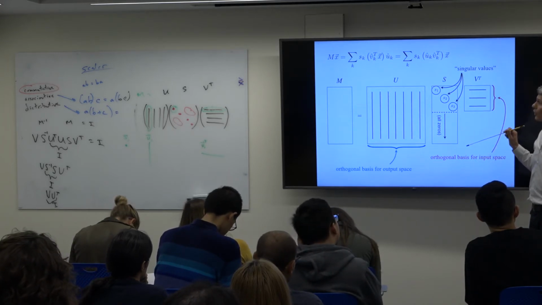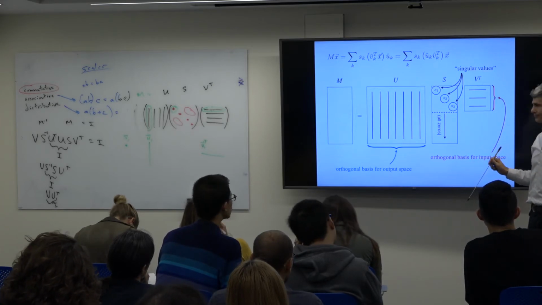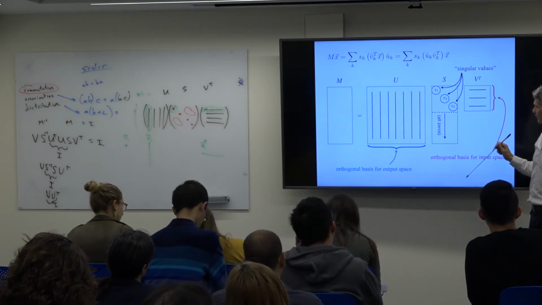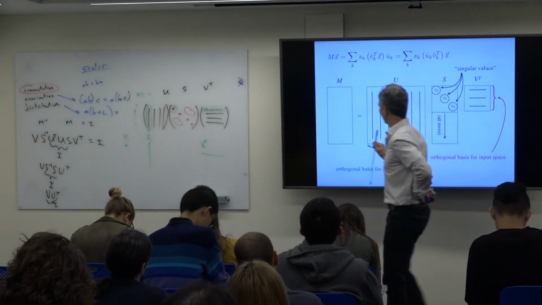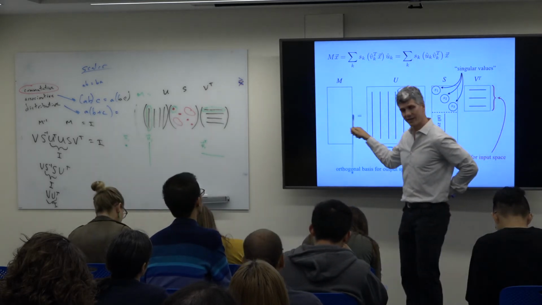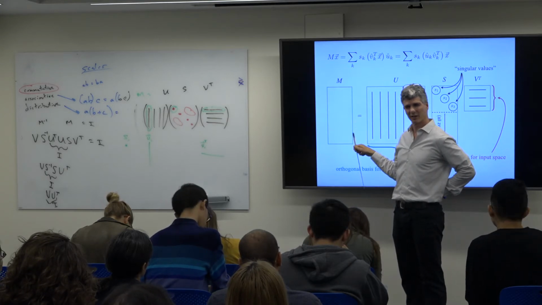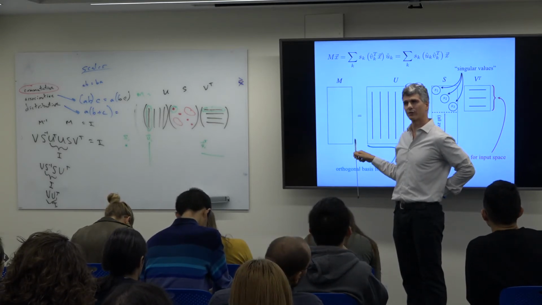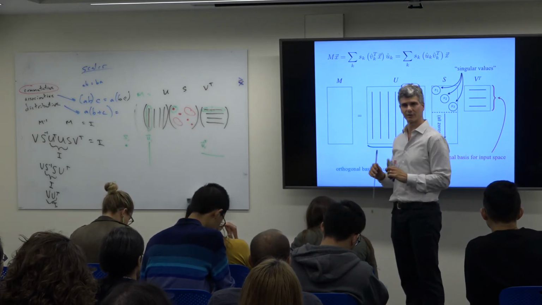Now what we have on the screen is a non-square one. It's the same picture that I was just drawing on the board, but now the M is taller than it is wide. What does that mean? It means that the output space is larger dimensional, or smaller dimensional, than the input space.